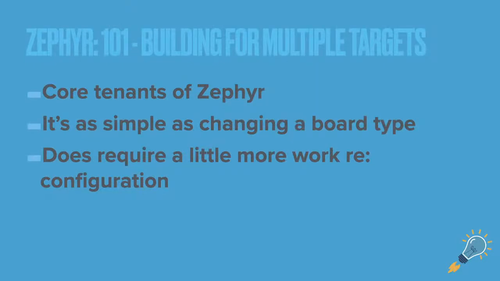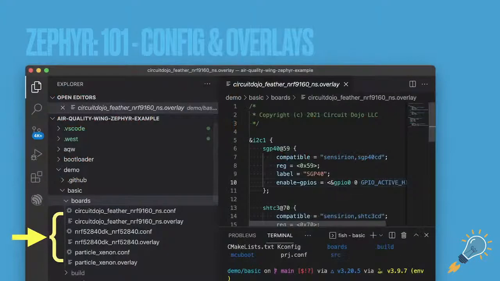So core tenets of Zephyr: it's the multiple targets thing, making it really easy for you to maybe start with one hardware platform and move to another. It's as simple as changing the board type when you're doing the build. So west build -b, insert board name here, and you can do that for other ones. It does require some amount of configuration beforehand. There are some differences in the configuration between, say, the Xenon and the NRF9160 Feather, and I will show them right now.